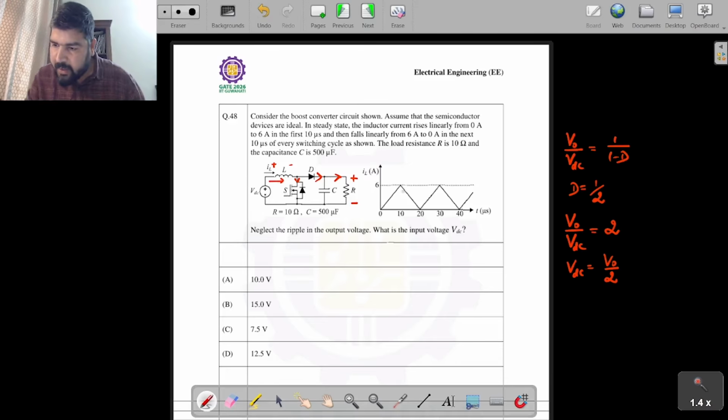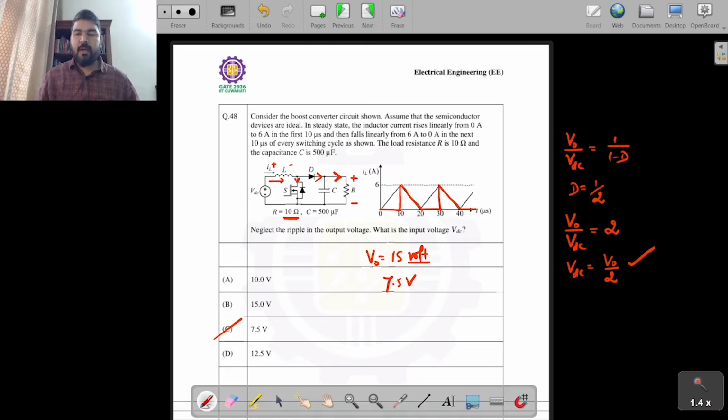So if I draw the diode current, this will be the diode current, in orange color. The average value of this diode current is half of the average value of this inductor current. So the average value of the inductor current is 3, and if you take half of that, it will be 1.5. So the average current is 1.5. The same average current will flow through this resistor, and the resistance value is 10 ohm. So 10 into 1.5 is the output voltage. V0 comes out to be 15 volt. If you know V0, then VDC will be 7.5 volt. Okay, so the answer is 7.5 volt.